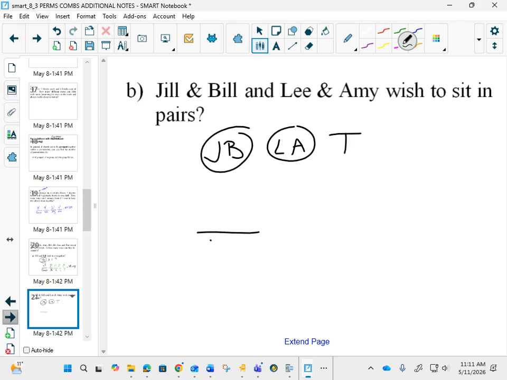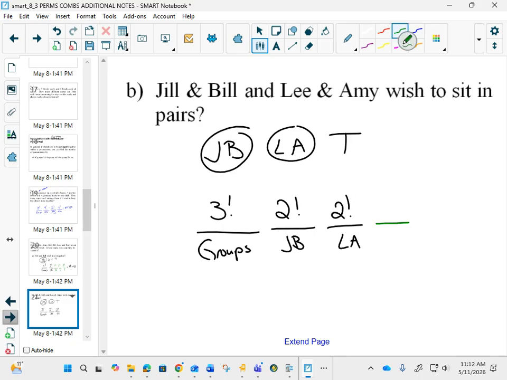Well, as we always do in a grouping question, we look at the number of groups first. And now there are 3 groups. So 3 factorial. 2 of those groups have more than 1 person. There's the Jill, Bill group, and there's the Lee, Amy group. I mean, technically, if you wanted to put Tom, you could, but you don't need to. We multiply this together, 2 times 2 times 6, we get 24 ways.